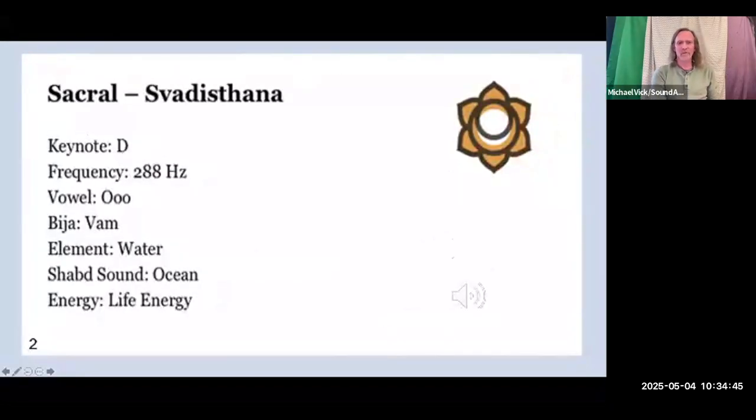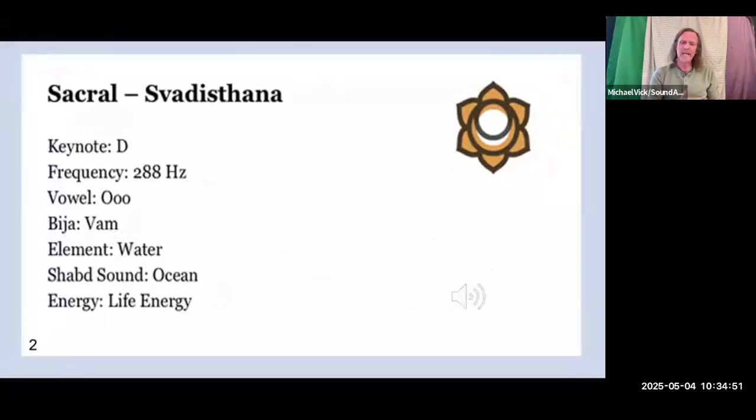So the sacral, or the Svadhisthana. Now this would be D at 288 hertz. And again, since we're all musicians, we start to see that there is a relationship between these frequencies. And the thing I like about these, that kind of reminds me of some of Harry Partch's tunings, is that some of these notes are pretty close within cents of each other, and some obviously aren't.